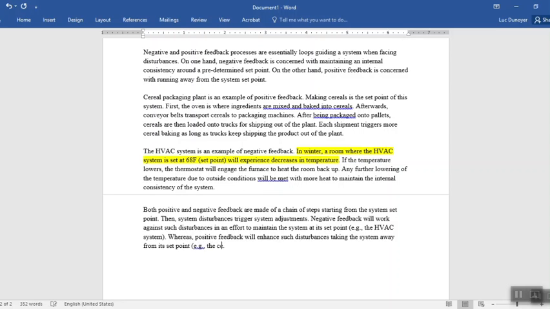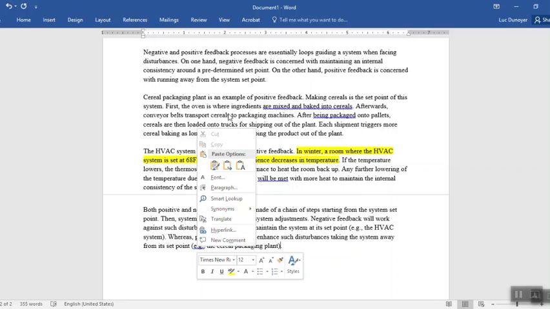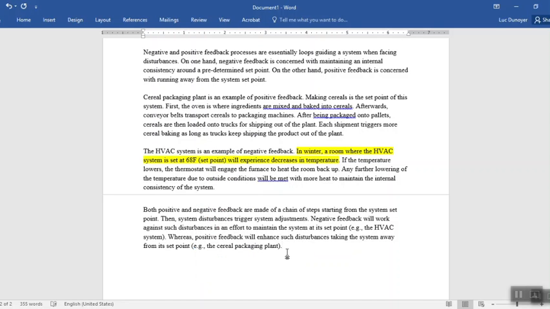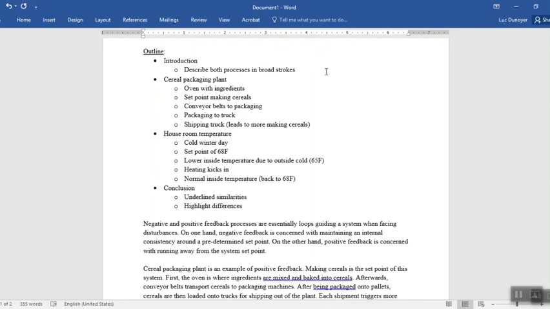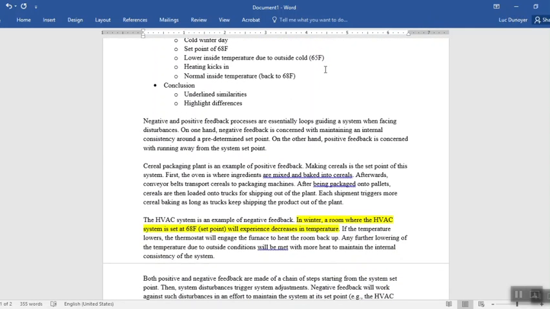The cereal packaging plant. And so like that, when you conclude, you remind the reader of what you said earlier, and you just, I don't know what's wrong here because it's correct. You remind the reader of the paragraph that you wrote before. And so here you have revised, right? So the revising is done, and now you want to take some steps away from that paragraph, from that work.